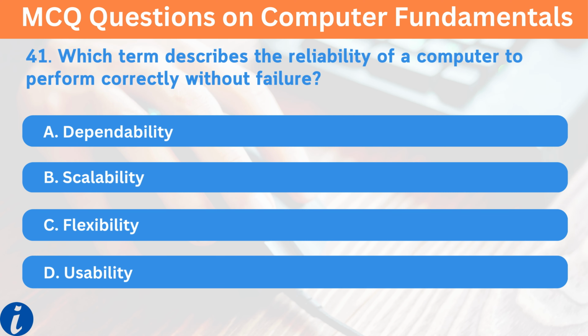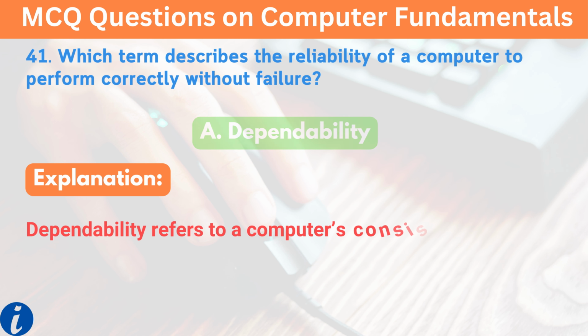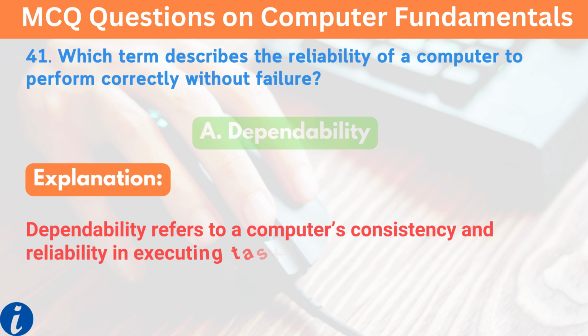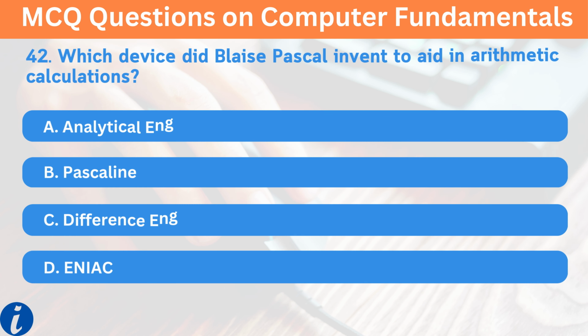41. Which term describes the reliability of a computer to perform correctly without failure? A. Dependability. B. Scalability. C. Flexibility. D. Usability. The correct answer is A. Dependability. Explanation. Dependability refers to a computer's consistency and reliability in executing tasks accurately over time without crashes or errors.